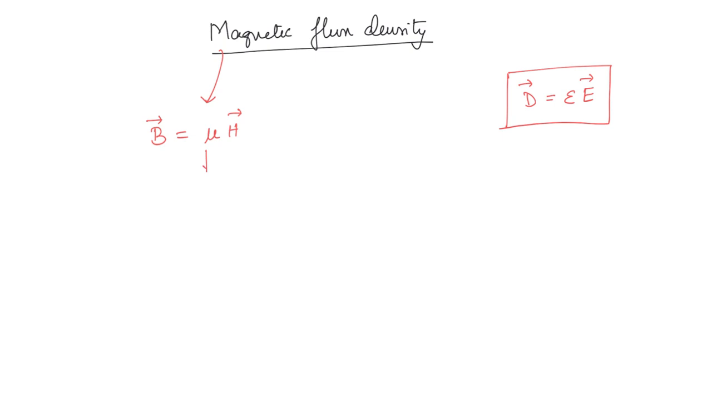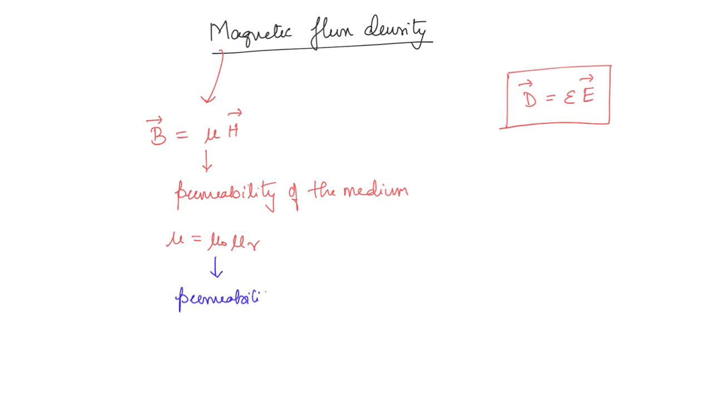So what is mu here? This is called the permeability of the medium. What is the medium here? Wherever the magnetic field is present, whichever medium it is present in, that is the medium we are talking about, the permeability of that medium. So what is mu? It is equal to mu naught into mu r. Mu naught is the permeability of free space, and mu r is the relative permeability of the medium.